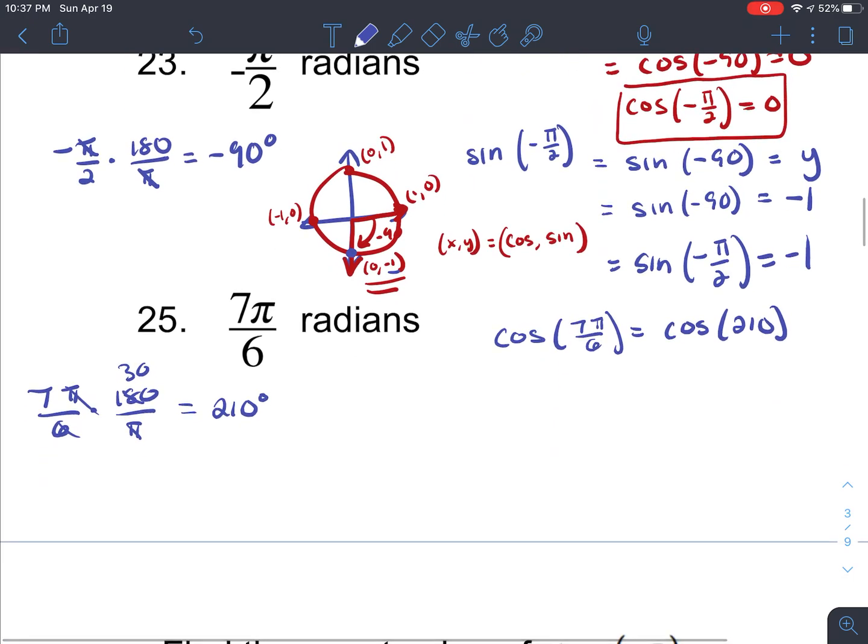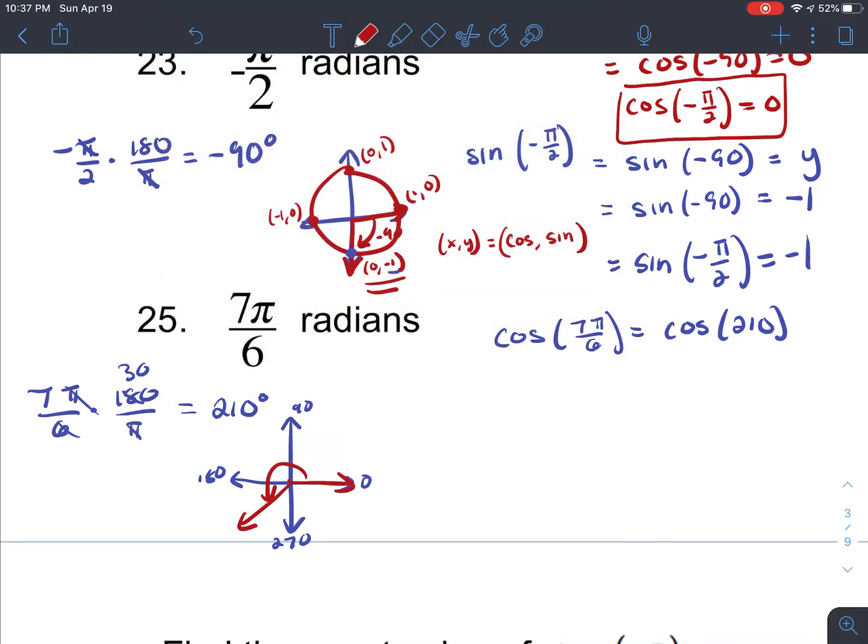So now, with 210, we need to find our reference angle. Let's draw it out. Where does 210 fall on our coordinate plane? Going 0, 90, 180, 270, 210 falls in quadrant 3. So let's use a different color. Right, so that is 210.